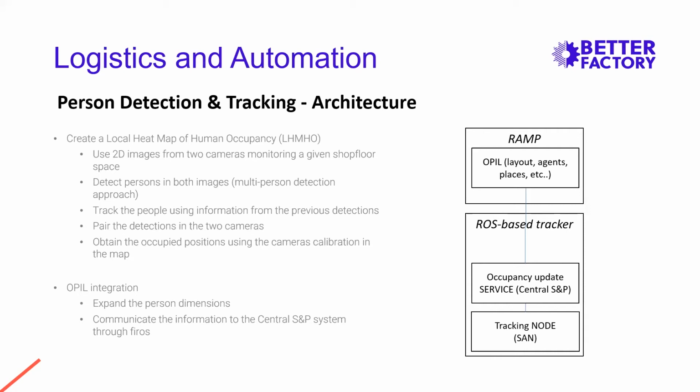We don't use personal data. For the integration in the OPIL library, the only thing done for the occupancy update is to span the person dimension. From the tracking node, you only obtain a point, the point that is occupied by the person. So you have to span the dimensions and communicate with the central sensing and perception system through FIROS. In this case, we connect to the context broker with ROS bridge for FIROS.